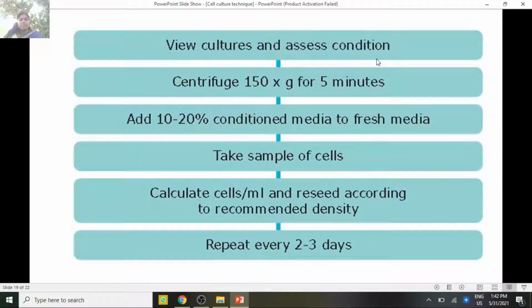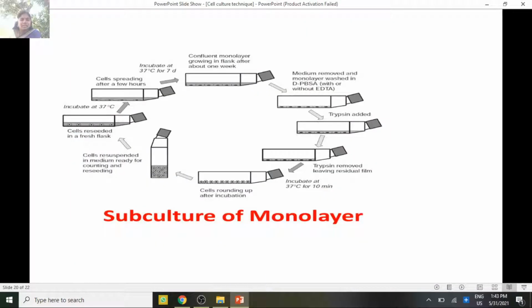Observe the culture to assess the condition. Centrifuge it at 150 g for 5 minutes. Add 10 to 20% conditioned media to fresh media. Take a sample of cells and count the number of cells, or calculate the cells per ml, and reseed according to the recommended density. You repeat this every 2 to 3 days. This is how we can do the subculturing of cells.